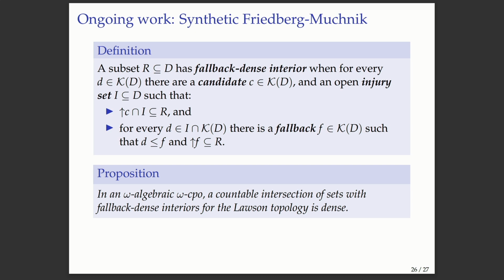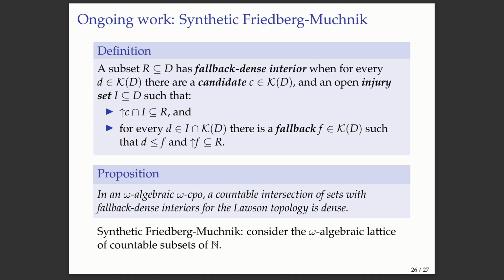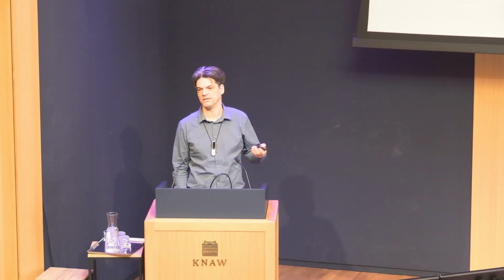So we think we have this theorem, okay? And that's the synthetic Friedberg-Muchnik. And from it, it's then very easy to get the classical one, and many others. So I'm going to stop here, except for saying what the omega algebraic lattice, where do we apply this one? Well, you have to apply it to the space of CE oracles. What are the CE oracles? Well, there will just be the omega algebraic lattice of countable subsets of N, because countable subsets means CE sets.